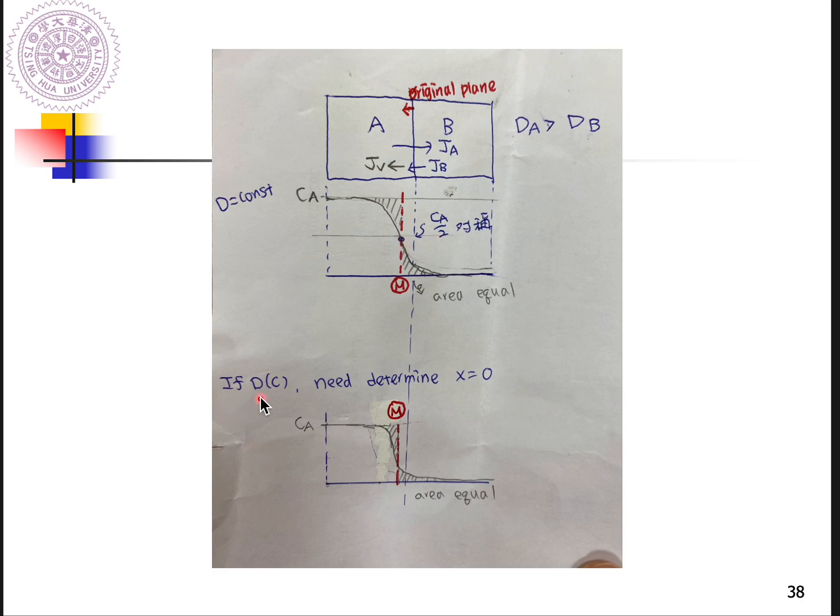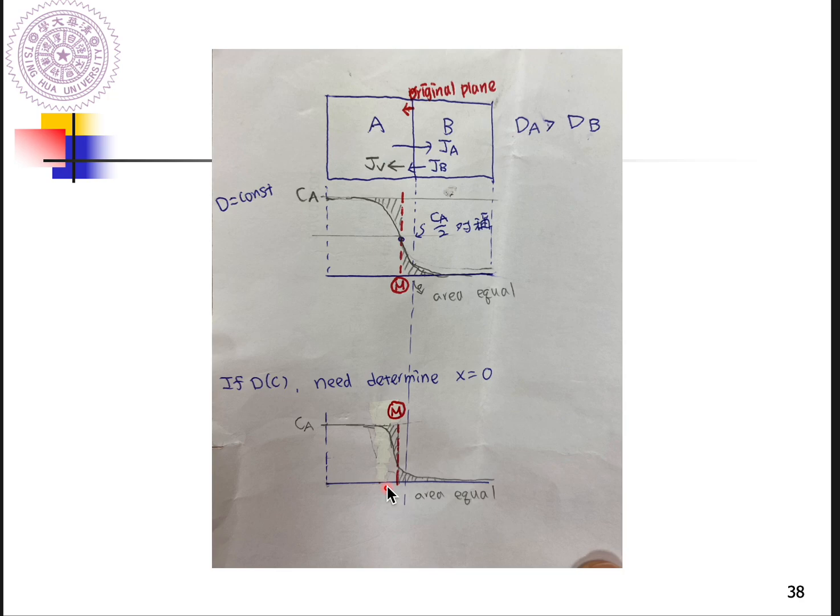However, if diffusivity changes with concentration, then the curves are not symmetric anymore. Then you need to relocate the Matano interface so that this area equals this area. And some people will probably ask, in this region, where is the marker plane or original plane? It's definitely somewhere on the left-hand side. As long as you do the experiments, you can observe the movement of the marker plane or original plane.